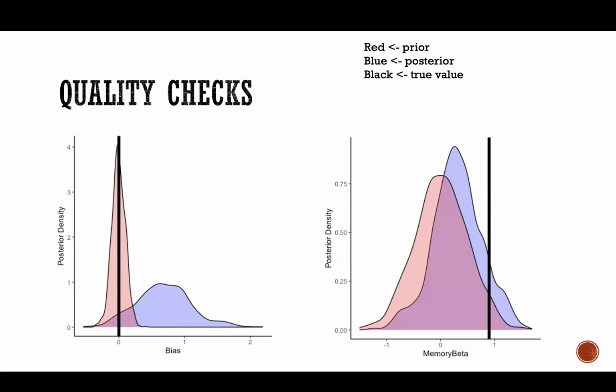The red is the prior. Sorry, I haven't messed up the colors. The red is the prior, the blue is the posterior. The dark vertical line is what we actually generated in the simulated data. What you see here is the model learning. Remember, the red is the prior, the blue is the posterior.